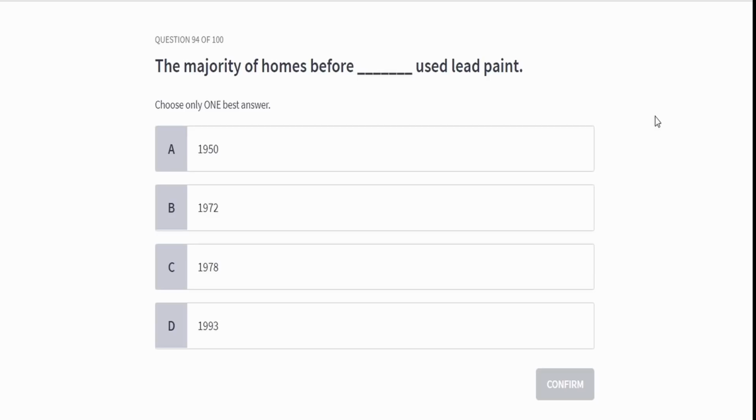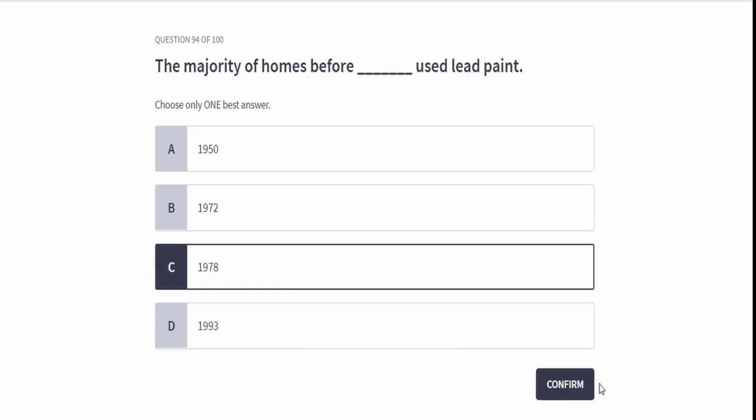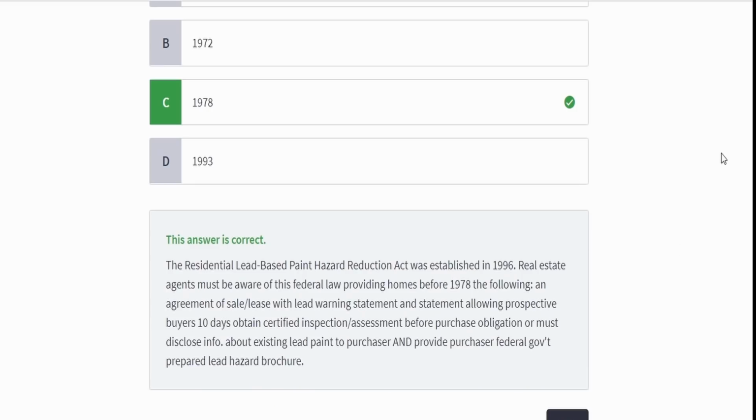Alrighty, so we've got to know a date for this one, or a year at least. What is our correct answer? It is C. It is 1978. So, why is that important? Because I know a lot of people get this confused. The Residential Lead-Based Paint Hazard Reduction Act was established in 1992. Real estate agents must be aware of the federal law that provides homes before 1978 the following. It basically gives buyers 10 days to obtain a certified inspection assessment before purchase, and sellers must disclose information about existing lead paint. So yeah, this is super important to know.